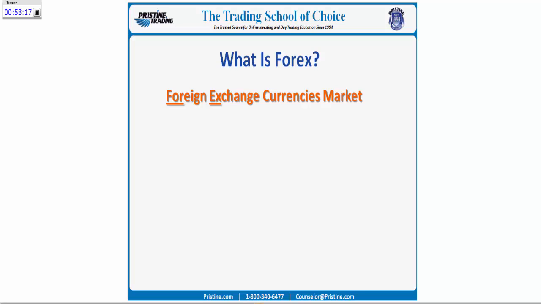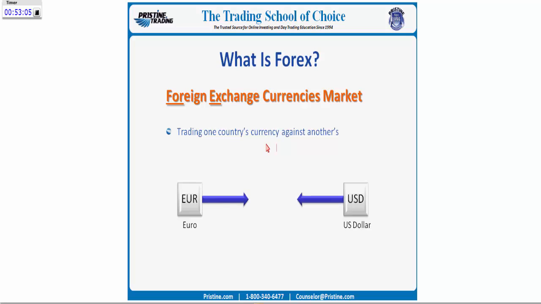But basically, Forex is the foreign exchange currencies market. What you're doing is trading one currency against another. As an example, if we have the euro and the US dollar, we're trading the pair known as EUR/USD, right? We're trading the euro against the dollar. So if we were to go long this pair, we would be looking for the euro to rise and the dollar to fall.